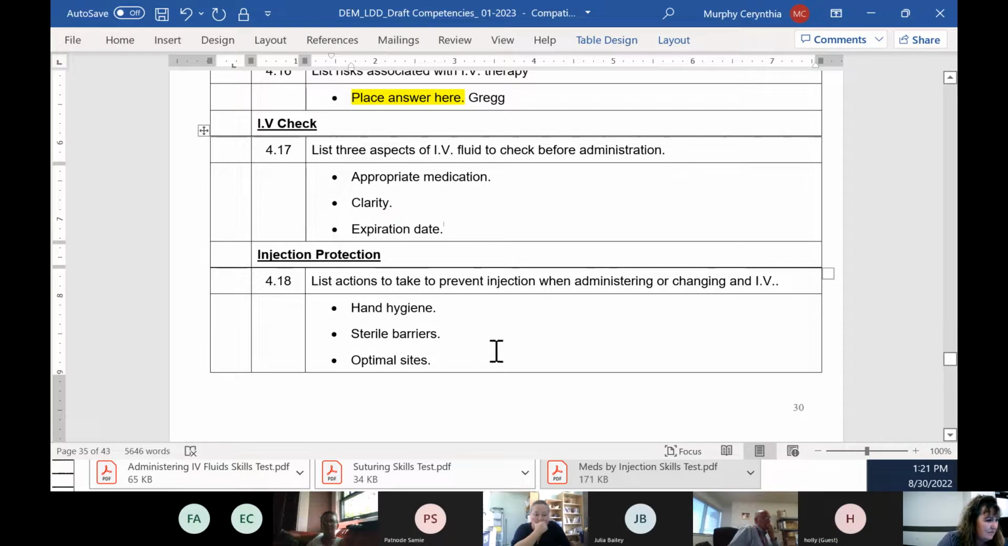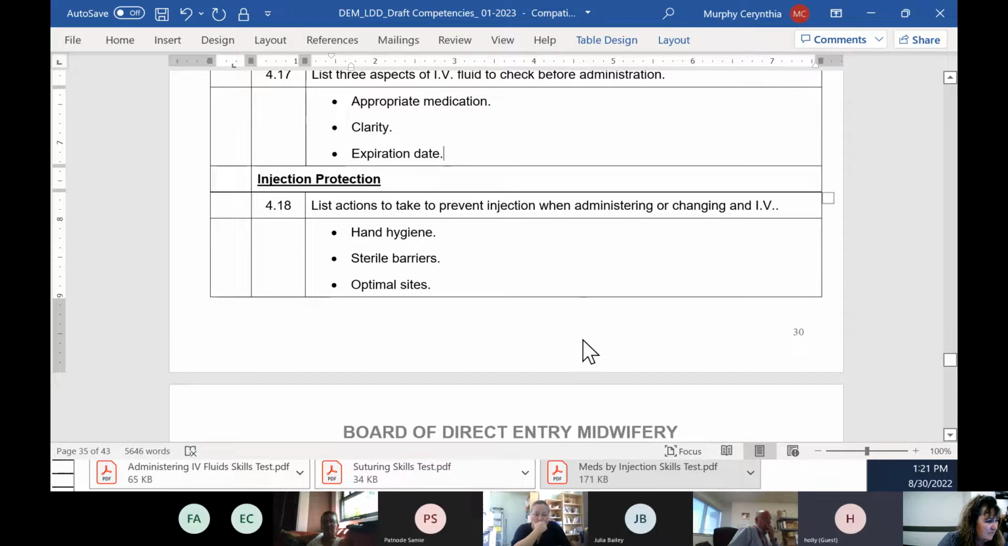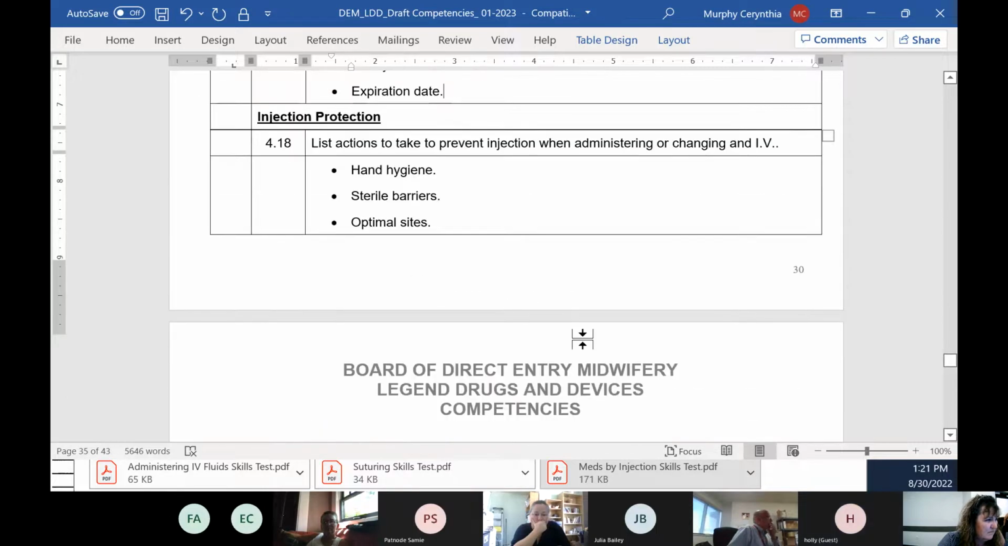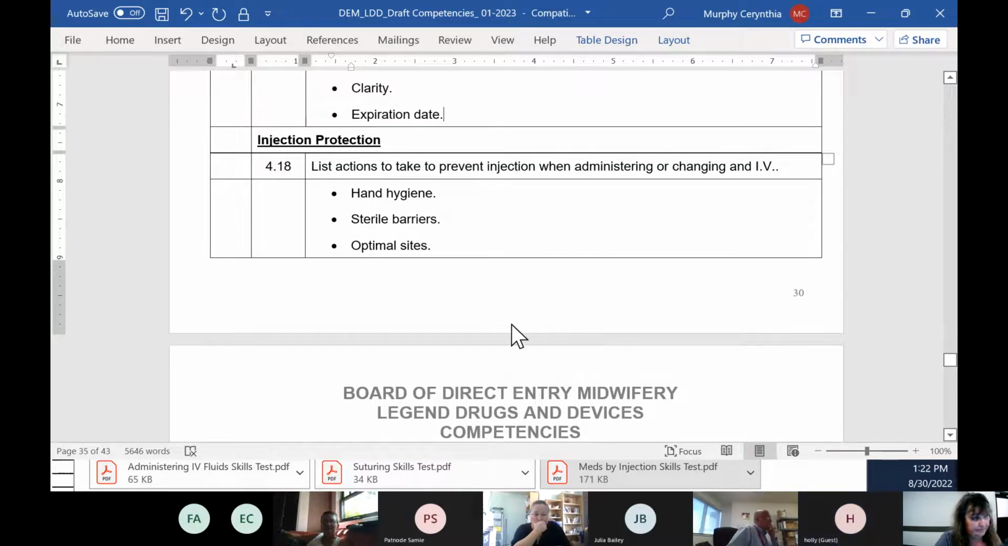4.18. Is this administering or changing an IV, or is this just for an IV? Hand hygiene, sterile barriers, optimal sites. Sure. Okay.